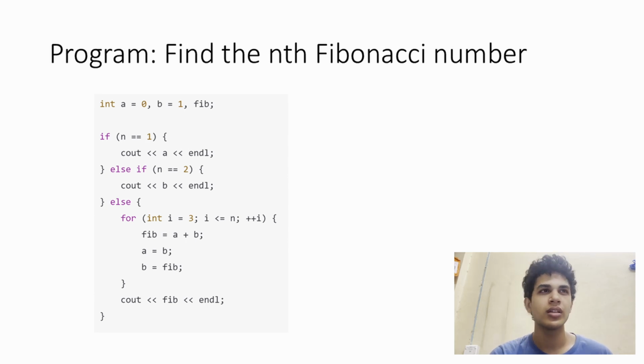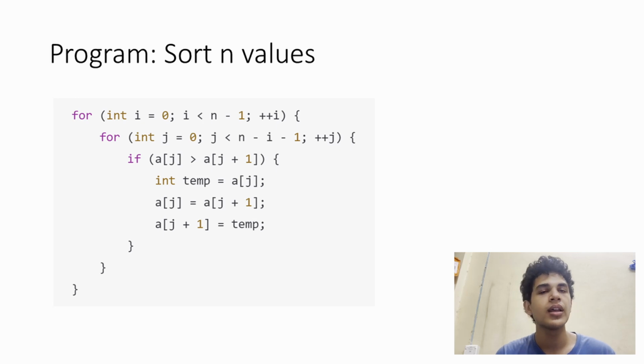As you can see, what this program does is that if n is 1, then we just output 0. If n is 2, then we just output 1. However, if n is greater than that, we can run a loop that iteratively keeps adding the last two numbers to find every subsequent number, and then it can output that. An example of a sort algorithm.